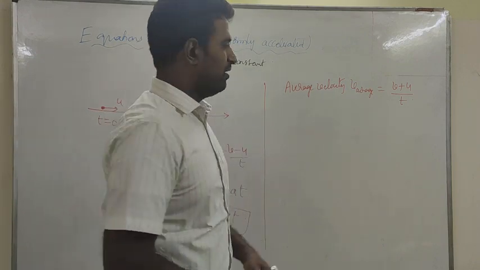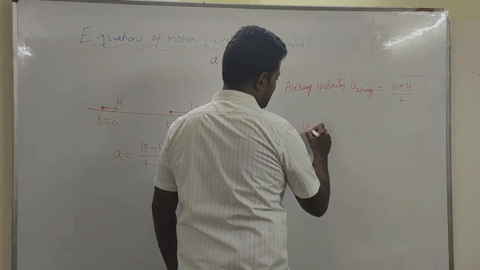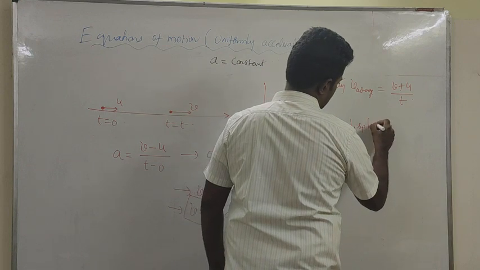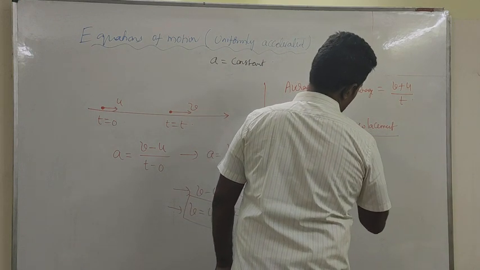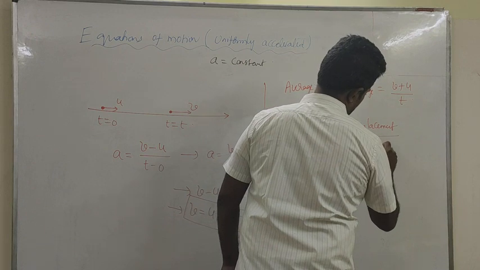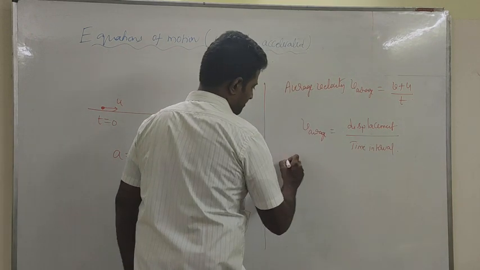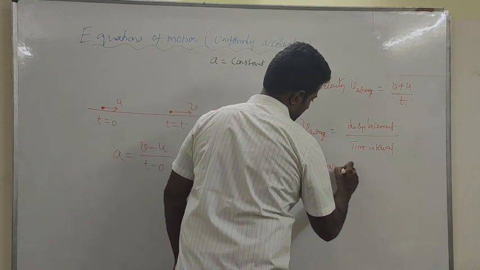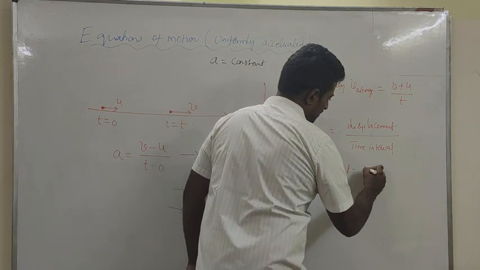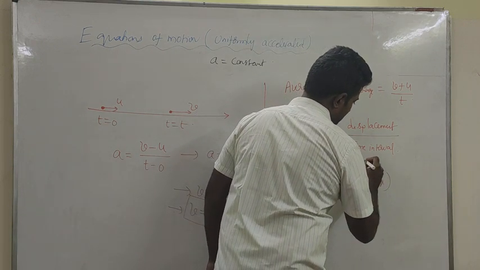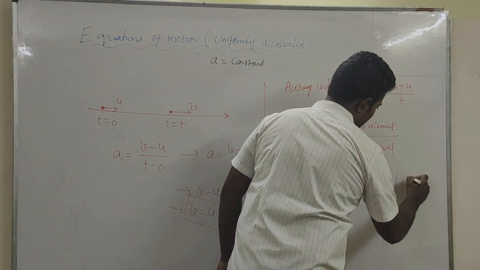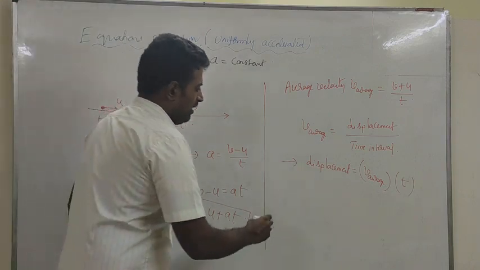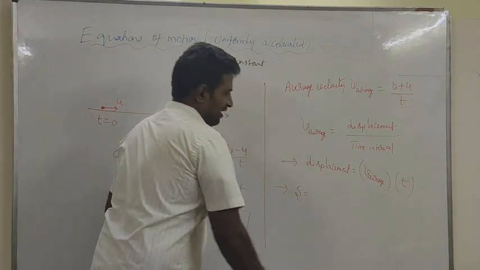Do you remember how I defined the average velocity? I have defined it as displacement divided by time interval, which implies displacement will be equal to v average, that is average velocity, into time interval. Time interval will be t, because the interval of time that I have taken is t minus 0, which will be t. Displacement I am indicating with the letter S.